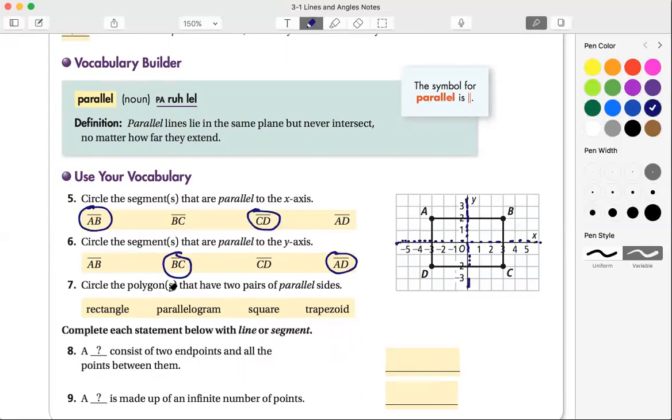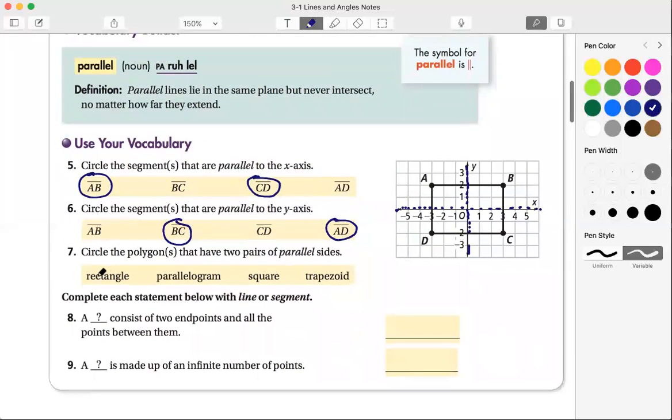All right, circle the polygon that have 2 pairs of parallel sides. Okay, so a rectangle, opposite sides are parallel. And a parallelogram, opposite sides are parallel. And a square, opposite sides are parallel. In a trapezoid, exactly 1 pair of opposite sides are parallel. The other sides are not parallel, so this does not work.